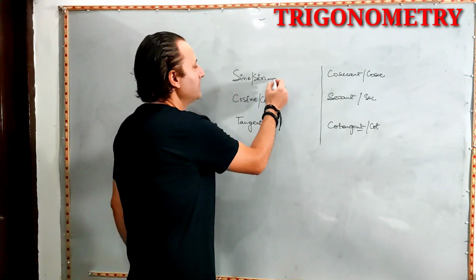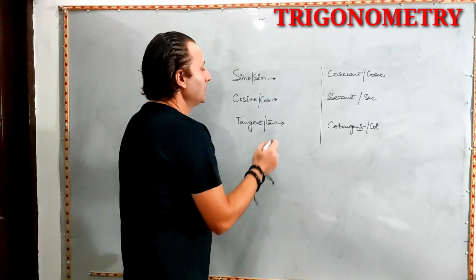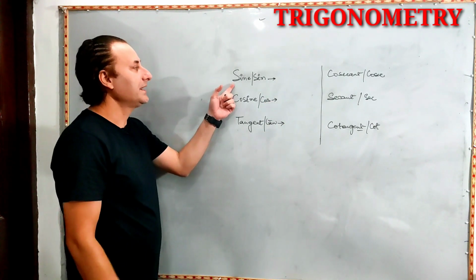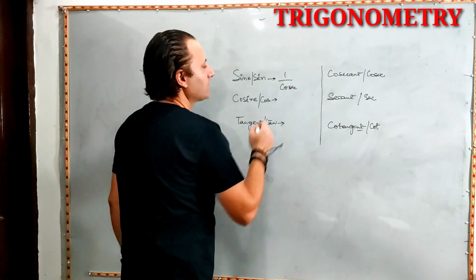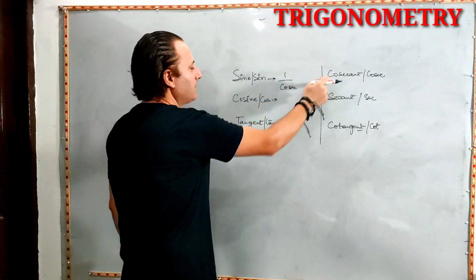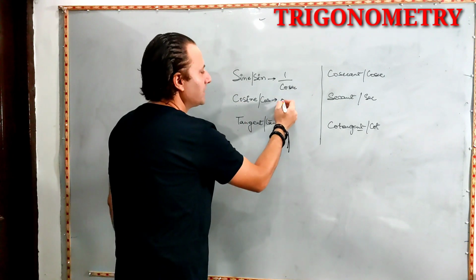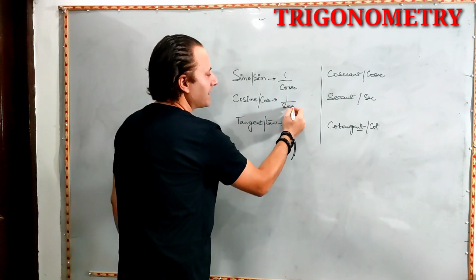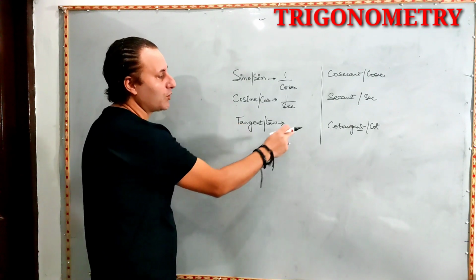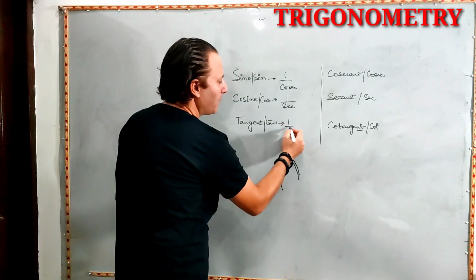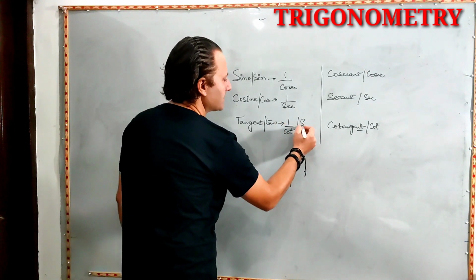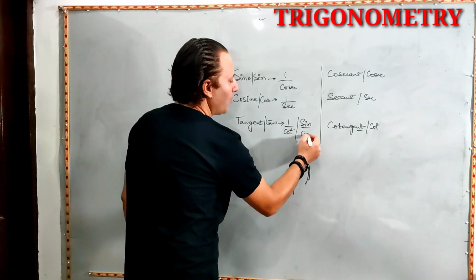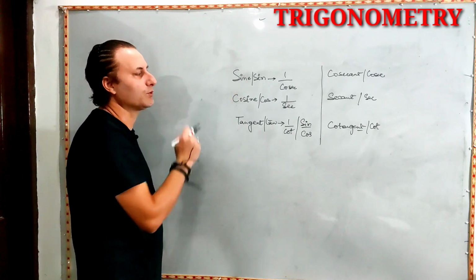Now let's talk about these things. Now when I talk about sine, it is 1 upon cosec. Okay, see cosec here. Then we have cos, it is 1 upon sec. And then when I talk about tan, it is 1 upon cot. And there's one more for this, that is sine upon cos, right? These two, sine upon cos.